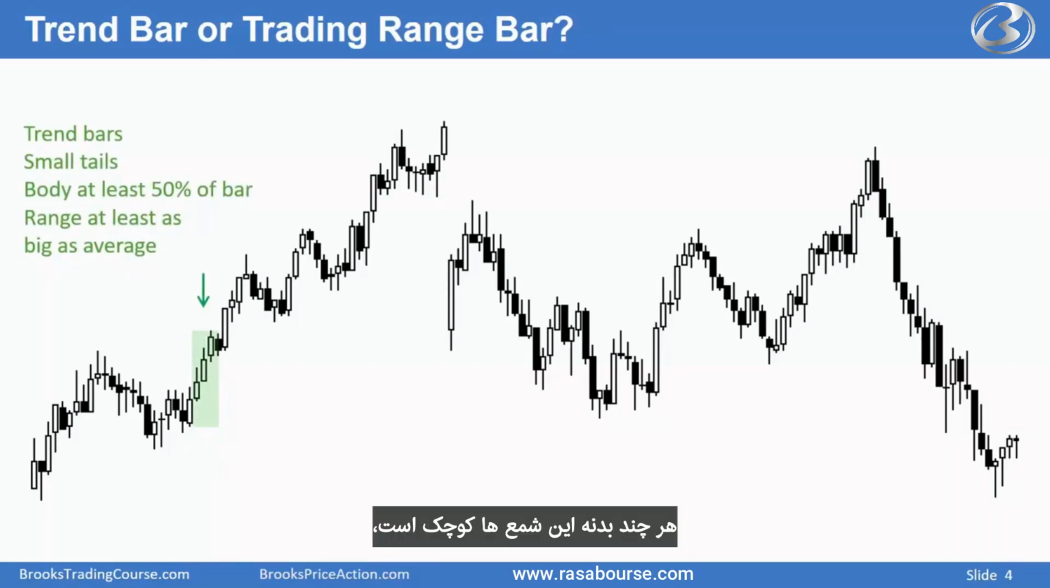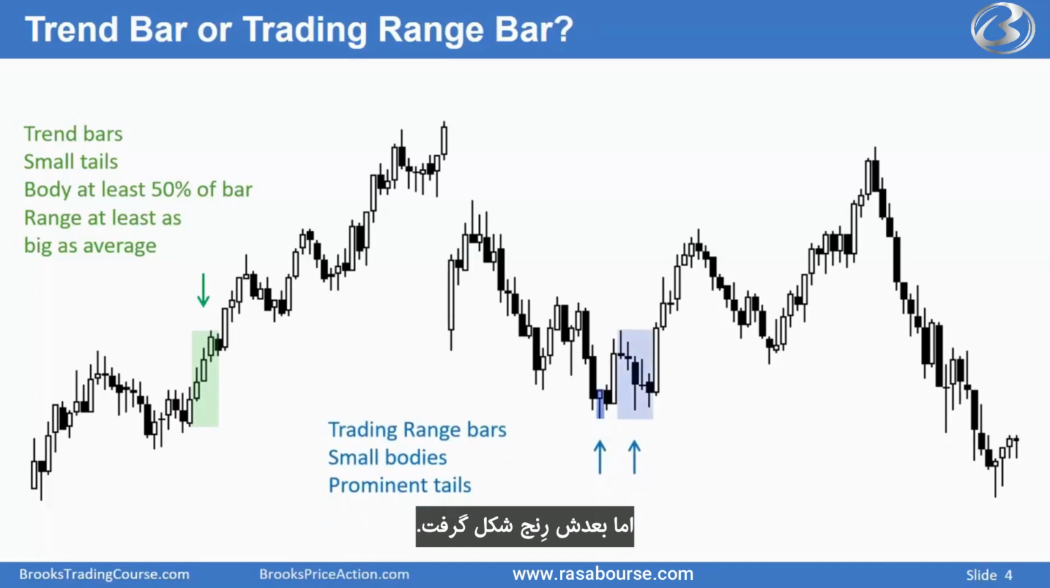Even though the bodies are small, they are at least half the size of the bar. And over here we have a big bull trend bar. We have a bear trend bar, a bull trend bar. Is this a trend bar or a trading range bar? I would call this a trend bar. However, it led to a trading range. And these next 5 bars, I think, are all trading range bars.